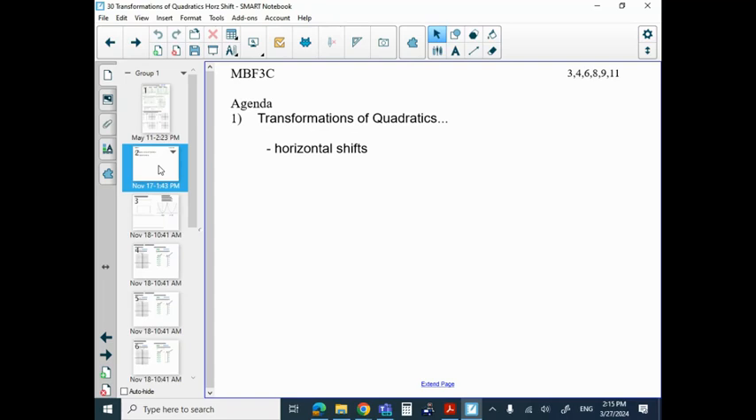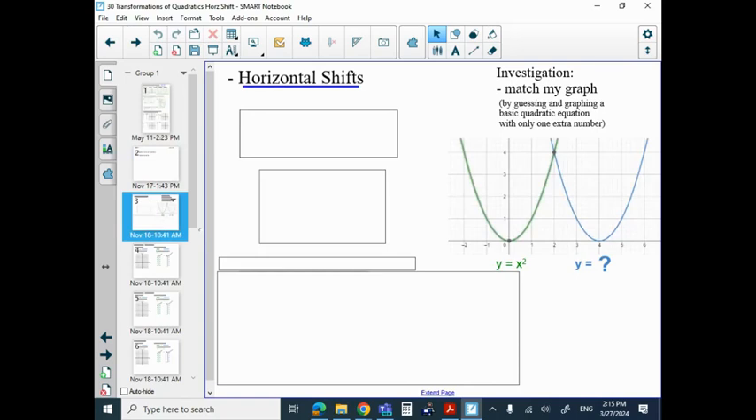So we've done vertical stretches and compressions previously. We multiply by a number bigger than 1 to stretch it, and by a number between 0 and 1 to compress it. We've looked at adding numbers to the x squared value to shift it up, and subtracting numbers from it to shift it down. Now we're looking for what to do to the equation to make it look like that.